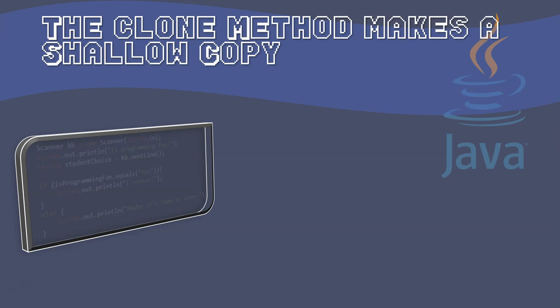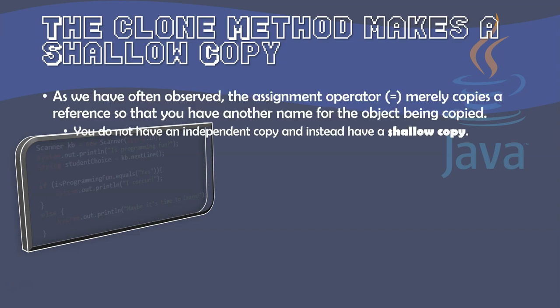And a lot of people might think, well, if I just want to copy this, I can just use the clone method, right? Or maybe I can try to use the assignment operator. All right. Well, as we've seen in the past, using the equal sign, or the assignment operator, merely copies a reference, another name for the object. All right. It's simply just pointing to where you're storing that in memory. And when we do that, we don't have an independent copy. We have what's known as a shallow copy.